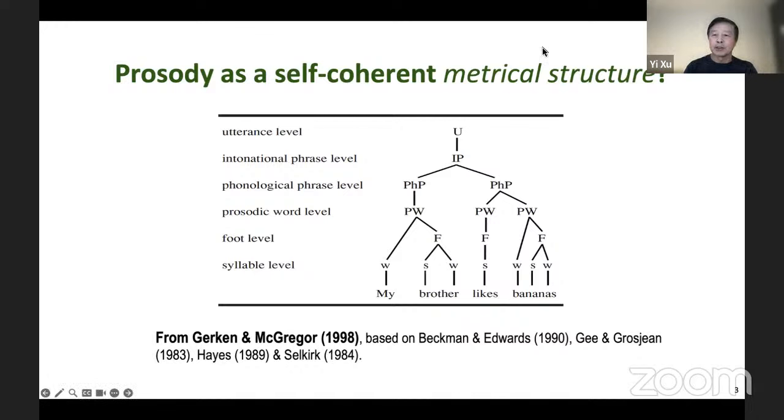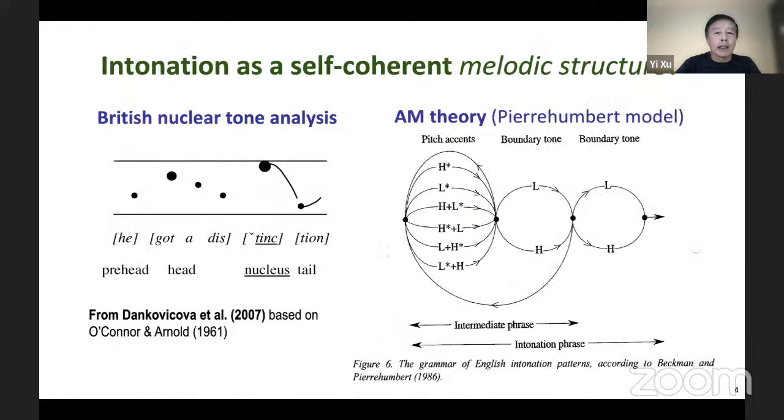Today's focus is mainly on the melodic part, that is, the intonation part. On the left is the traditional nuclear tone analysis from the UK. In this system, an intonation is described as having an obligatory nuclear tone as shown here, and also optional head and tail. So it itself is a coherent system. Or the most dominant theory nowadays is known as the AM theory or Pierrehumbert model, because Janet Pierrehumbert developed this model in her dissertation. And this is known as a finite intonational grammar.